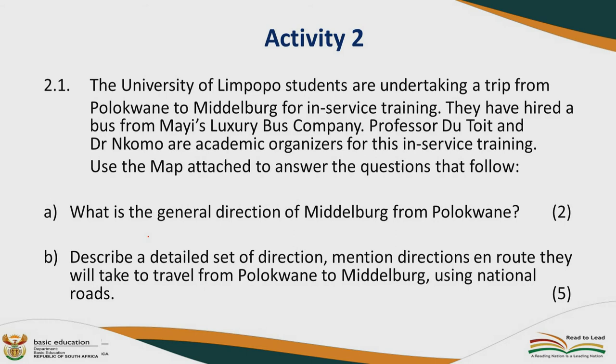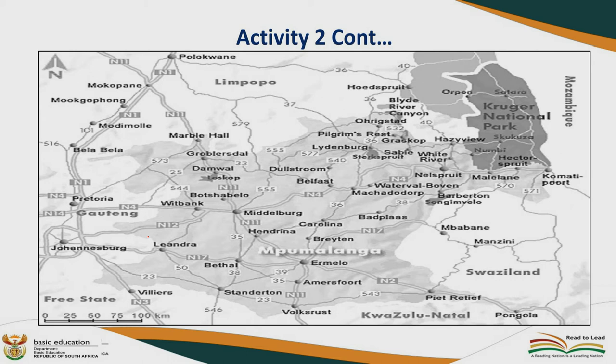2.1a, what is the general direction of Middelburg from Polokwane? So it means if you are positioned in Polokwane, where is Middelburg? Let's look at our compass direction. Polokwane is your center. This is where you draw your compass. This is my north. Then this becomes my south. This is my east. This is my west. So from Polokwane, where is Middelburg? There is Middelburg, and Middelburg is in the south, southeast. So do we all agree that the direction of Middelburg from Polokwane is southeast? So we've answered 2.1a.